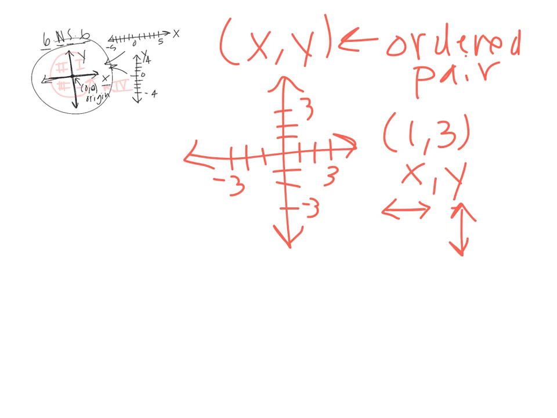So like I told you before, we run before we jump. So I'm going to go 1, and because it's positive, I'm going to go to the right. So this is my 1 right here, and I'm going to jump 3. So I'm going to go 3 up. So this is where 1 is on the x. This is where 3 is on the y. So this one right here is my point (1, 3). Okay, those are ordered pairs. And again, coordinates are the numbers in an ordered pair. So this is my x coordinate, this is my y coordinate. Okay.